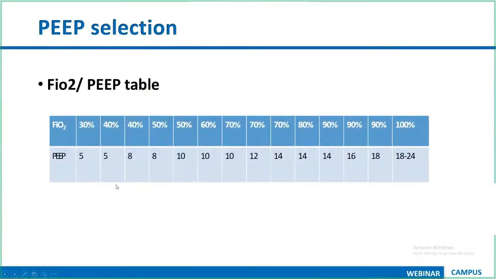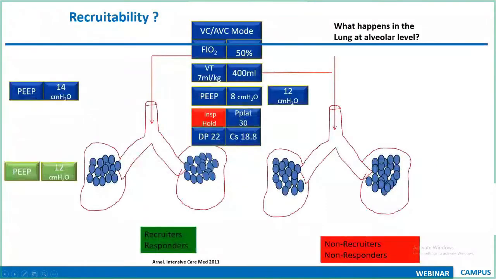The simplest way for PEEP titration is to go with an ARDSnet PEEP table. There is a high PEEP table and a low PEEP table. The majority of the time we use the low PEEP table, which we have discussed. So what is recruitability? Now we have already told.